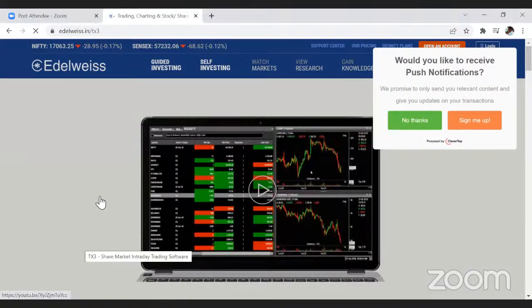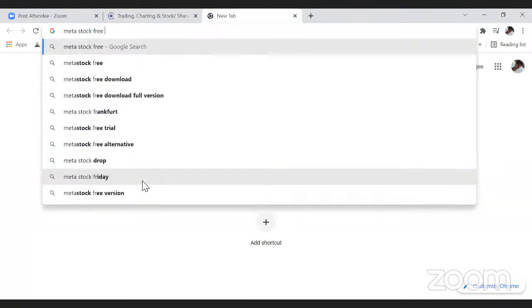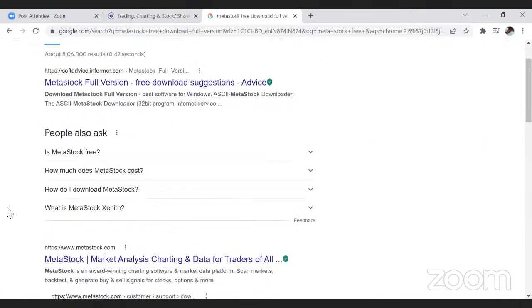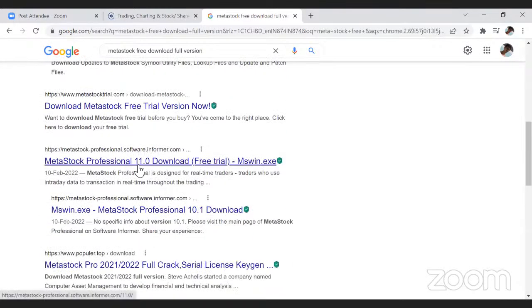Now we have to click on download for equities. The exe file will download, and then we can extract it and run the software. And the second part is MetaStock free download full version. So you can download MetaStock Professional 11.0 download free trial. And if anyone is interested in taking the MetaStock EXE, please write in the group to Subhayu. Definitely I will take care.